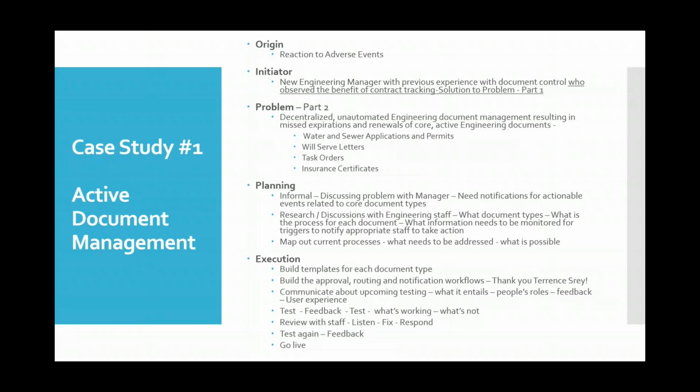So what we started off with is a discussion with the manager. She brought it up: oh, can we have some sort of process that picks up these notifications so we don't miss these expirations and these renewals? So then you had to go to the engineering staff and find out what all the document types are, what all the different processes are for executing these, and where they are stored. And then you had to map out that process and come up with an automated solution.